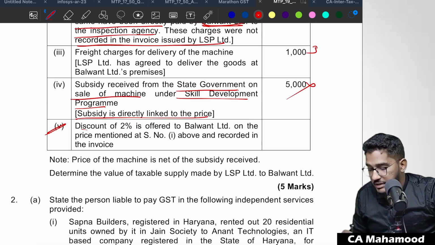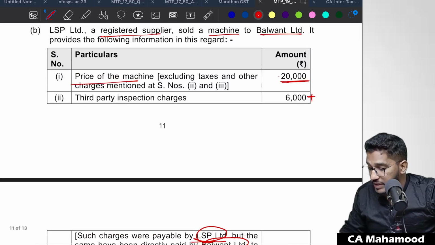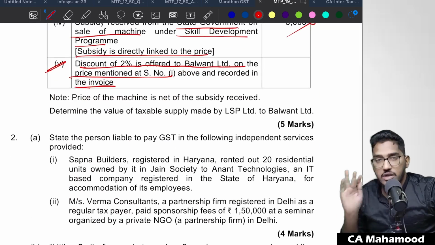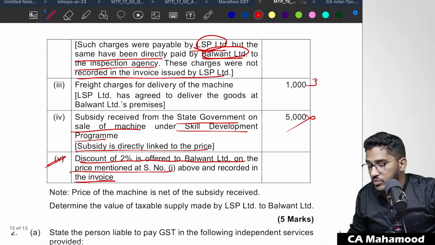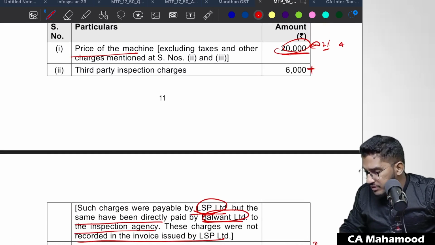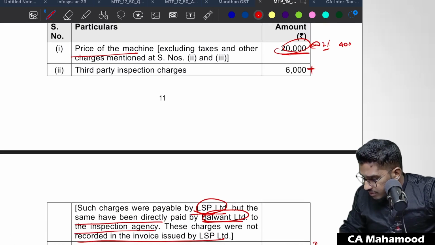And one more thing they are telling, a discount of 2% is offered to Balwant Limited on the price mentioned in number 1. That means on this 20,000, a discount at the rate of 2% is also given, and that discount has been recorded in the invoice. If the discount is specifically recorded in the invoice, we can reduce it from the value. So on 20,000, if you calculate 2%, how much will it be? 400. So if I'm not wrong, it will be 400.